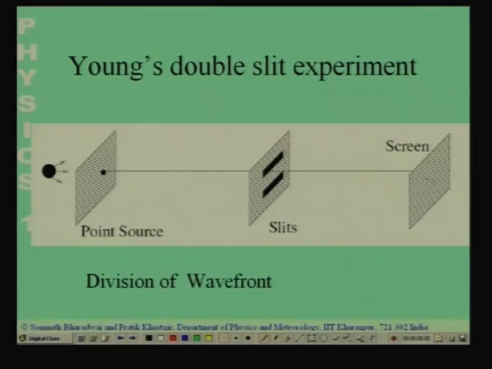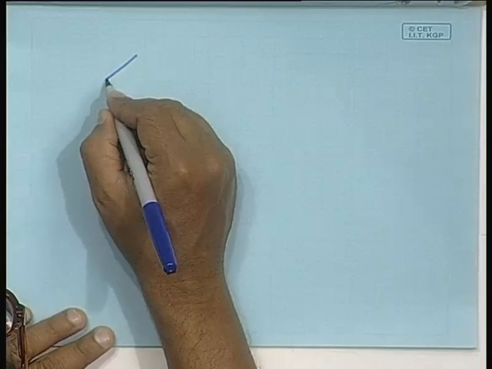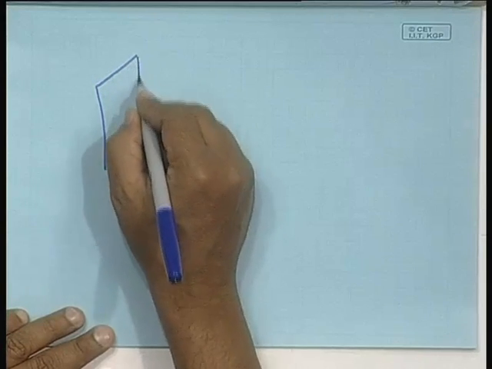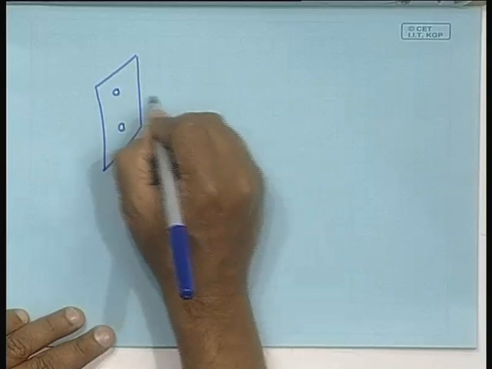These arrive at the screen through separate paths, and on the screen you have the superposition of two different parts of the wave front through two different slits. So, you have produced two waves on the screen through the division of wave front. So, in the Young's double slit experiment, this is a wave front, and you have taken two different points over here.